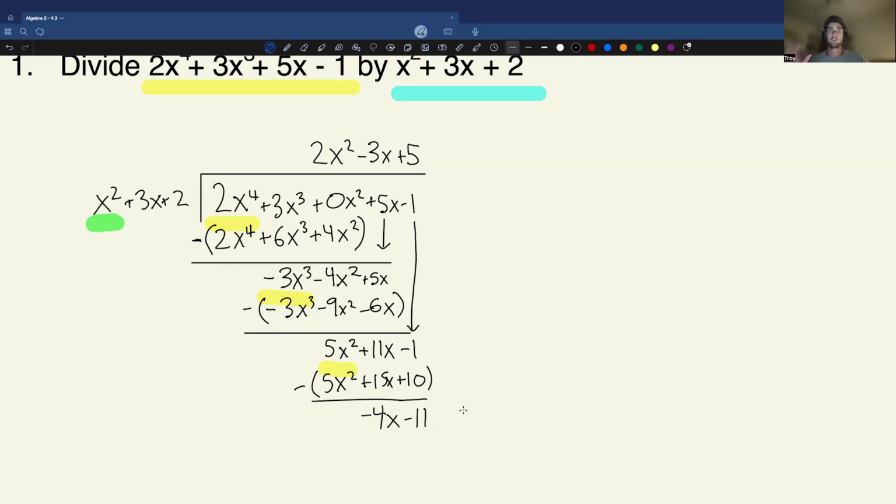Okay, now we have reached our remainder. One way that we can know this is because there's nothing left to drop down if we were to keep going. Another way is we cannot multiply anything by x squared to get 4x, because 4x has a lower degree than x squared. So once this expression down here has a lower degree, meaning the exponent on x, than the divisor, that's how we know we're done, and this is the remainder. So we'll say that here is our remainder.